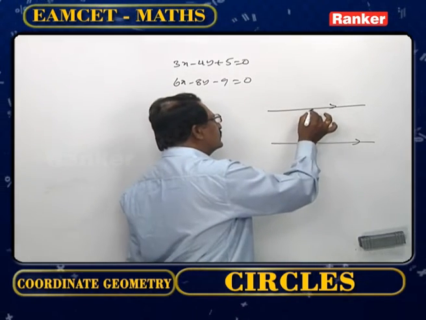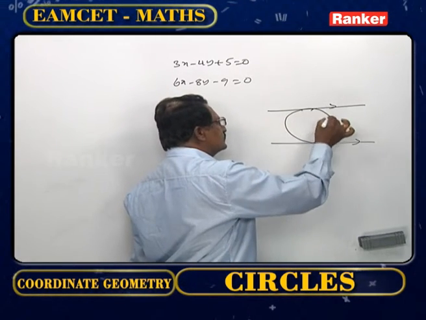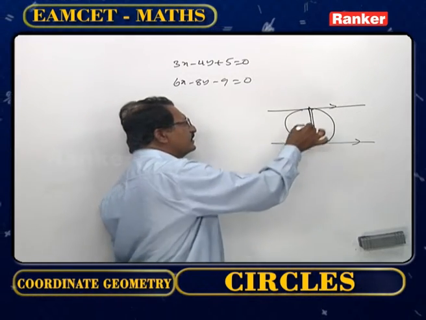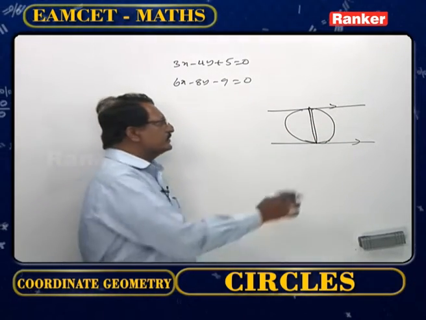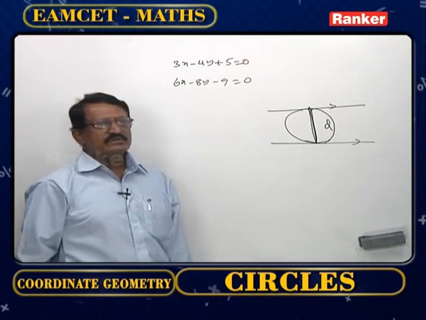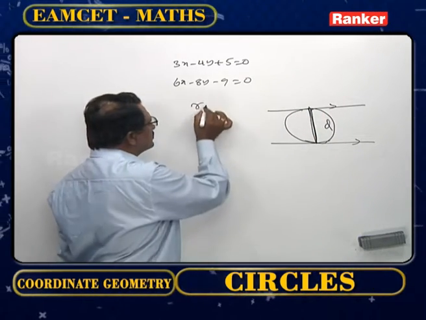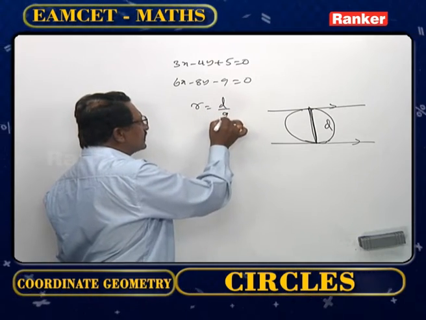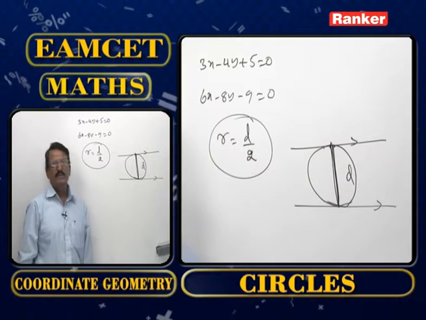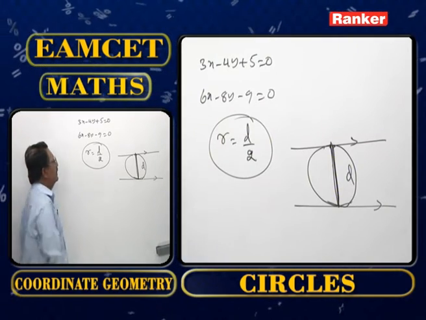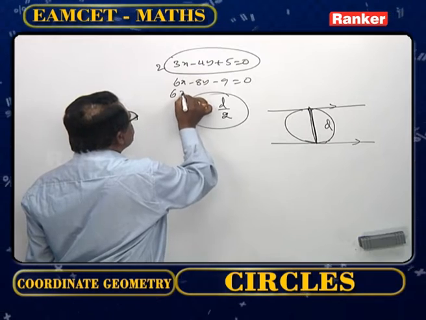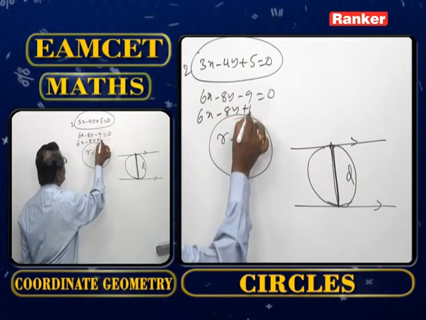Now, a circle touching two parallel lines means the distance between the parallel lines equals the diameter of the circle. The radius of the circle equals the diameter by 2, so the distance between the two parallel lines by 2 equals the radius of the circle. But first, multiply the first equation by 2, and we get 6x minus 8y plus 10 equals 0.